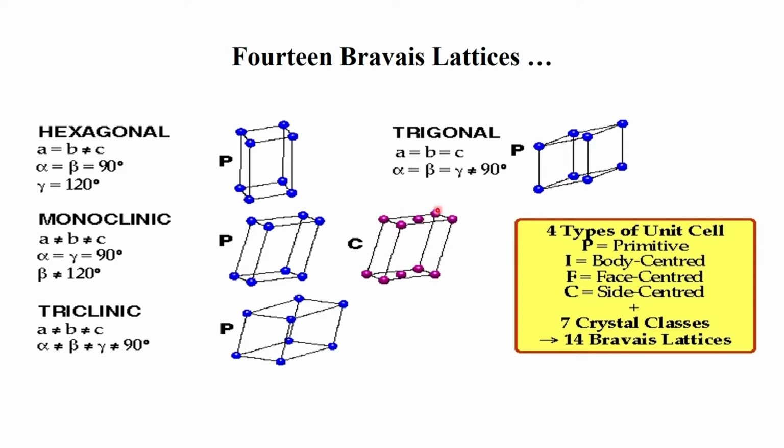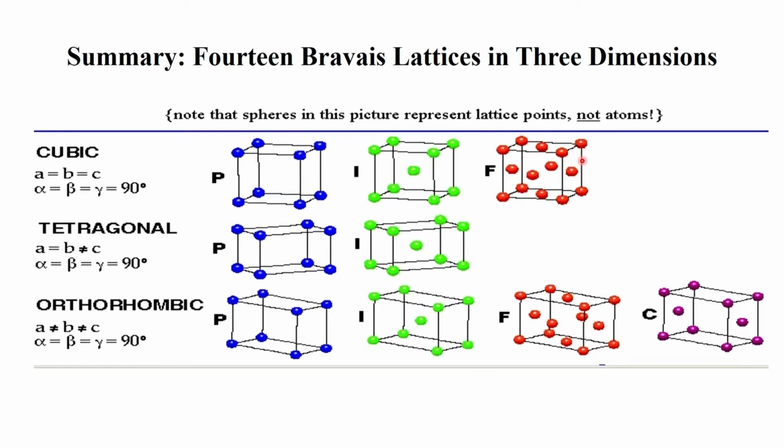That means there are 2 lattice points associated with the monoclinic symmetry. So triclinic symmetry always has 1 lattice point. Monoclinic symmetry, depending upon whether it is primitive or centered, will have 1 and 2. A hexagonal system always has only 1 lattice point. A trigonal system always has only 1 lattice point.